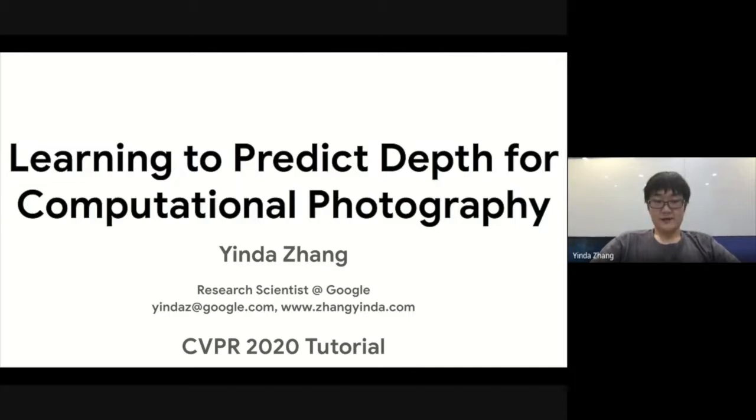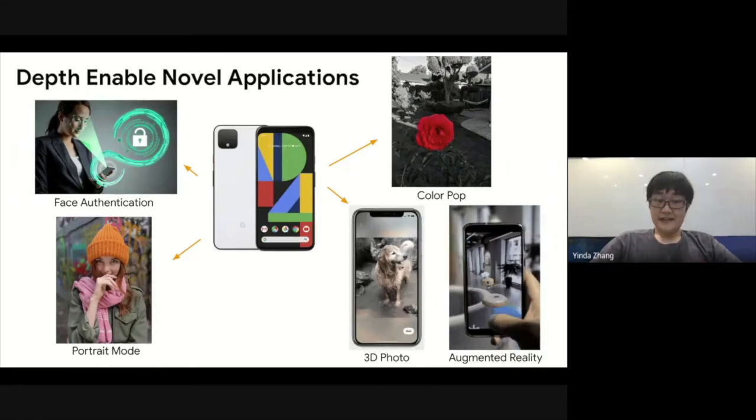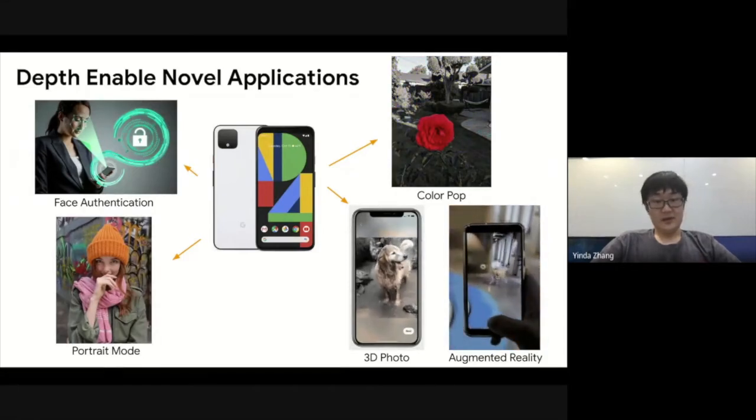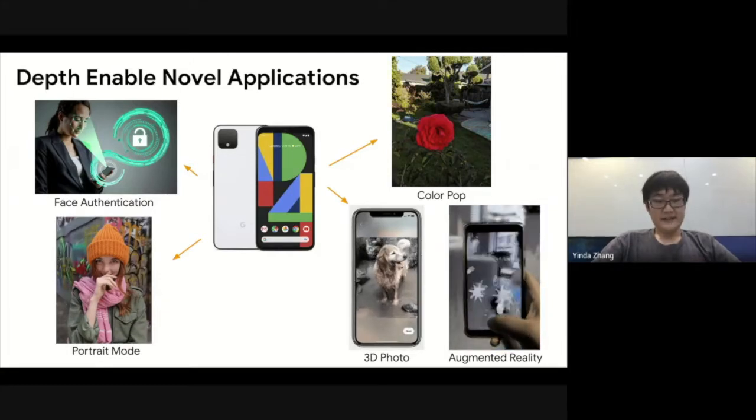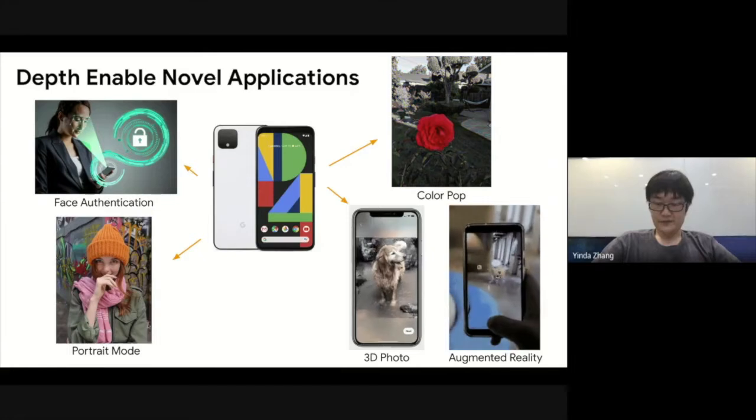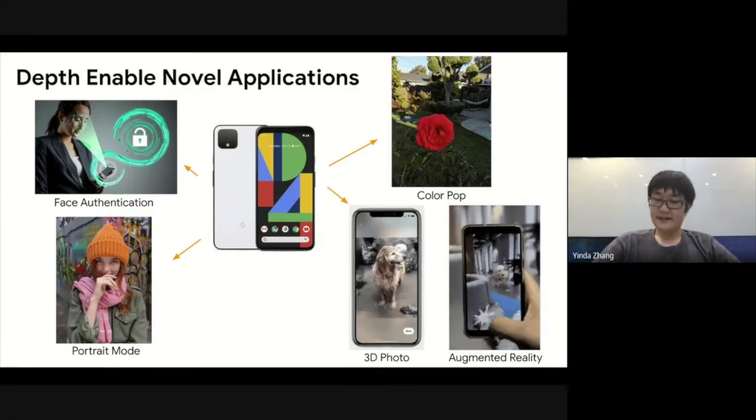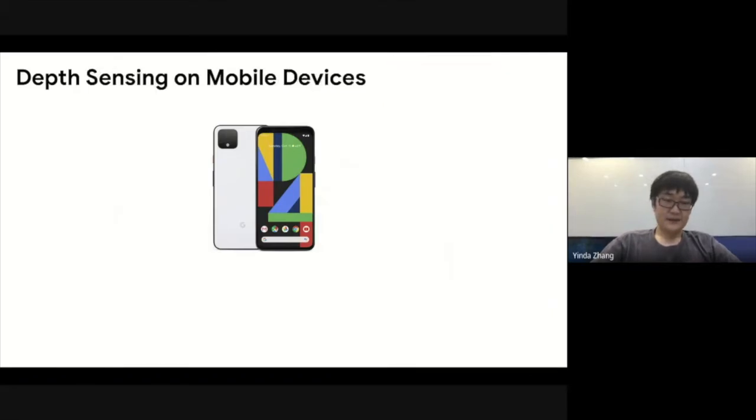Today, I'm going to talk about how to predict high-quality depth, especially for computational photography applications. These days, depth is enabling many novel applications on mobile devices. For example, face authentication, portrait mode, color pop, 3D photo that allows you to look at the image from a slightly different viewpoint, and augmented reality. Of course, depth is playing a very critical role behind all of these applications.